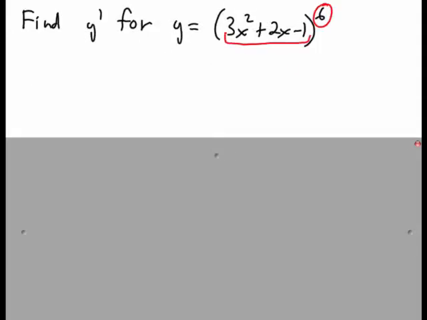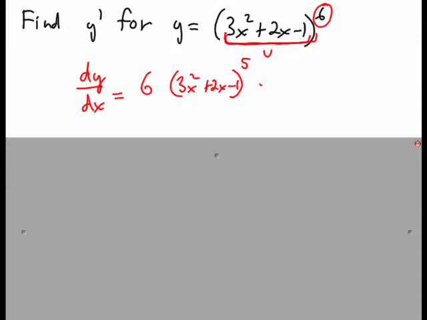The inside function I'm calling u. And I'm going to do this from various points of view. So the first one, I'm just going to jump in and apply the idea we just talked about. My outside function is something to the sixth. Well, we know from the power rule the derivative of that would be 6 u in this case to the fifth, where u is that entire inside function, multiplied by the derivative of the inside function by itself. So the derivative of just this would be 6x plus 2, and there's my derivative.